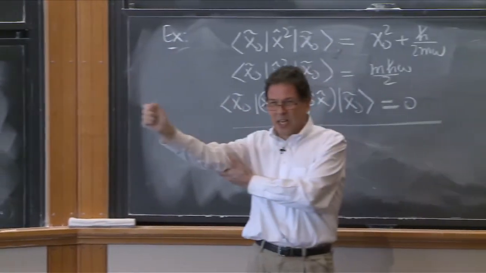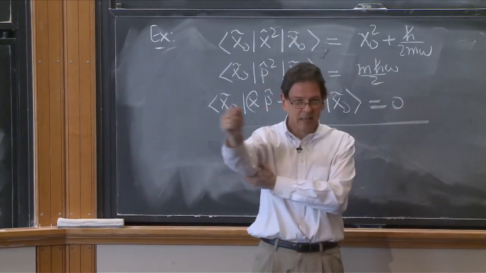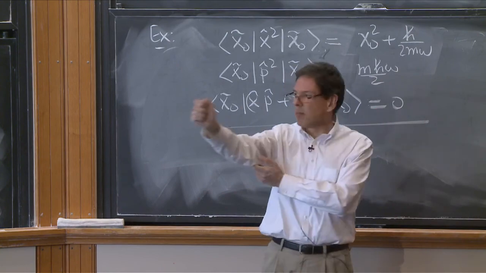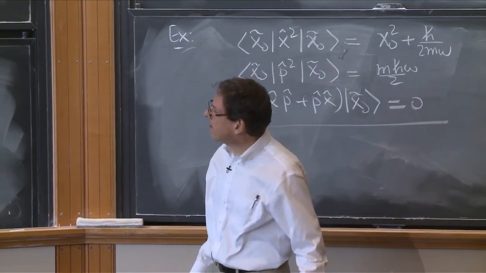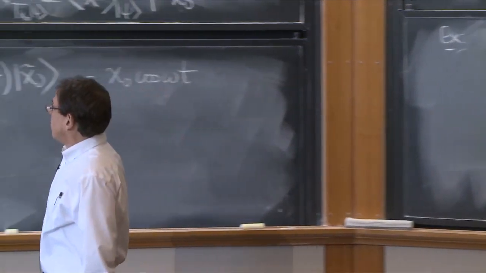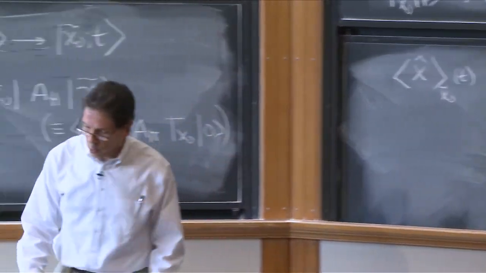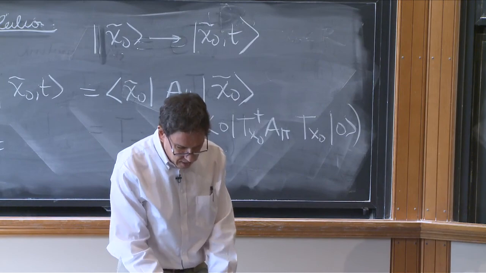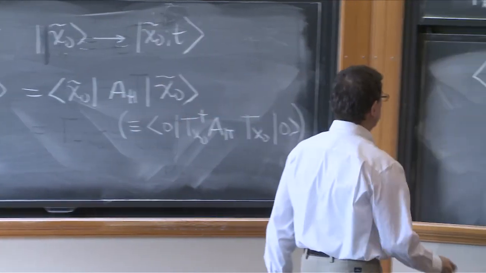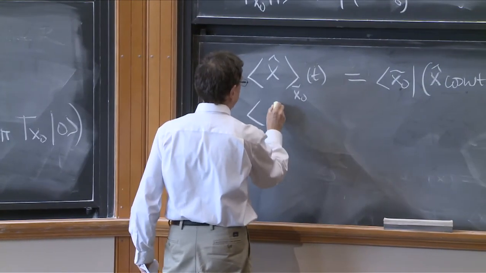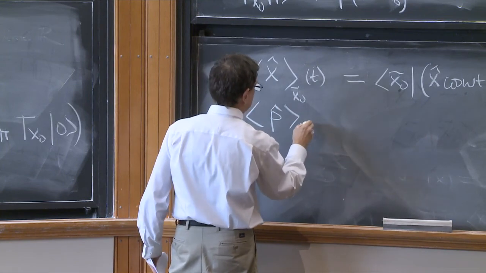This thing is oscillating classically. As nice as can be. So classical behavior again of a quantum state. How about the expectation value of p, x0 of t?